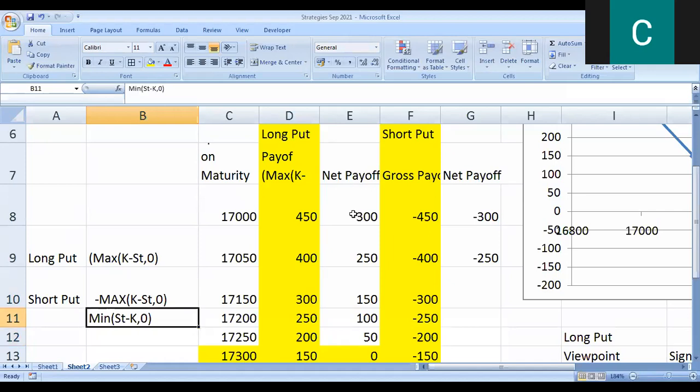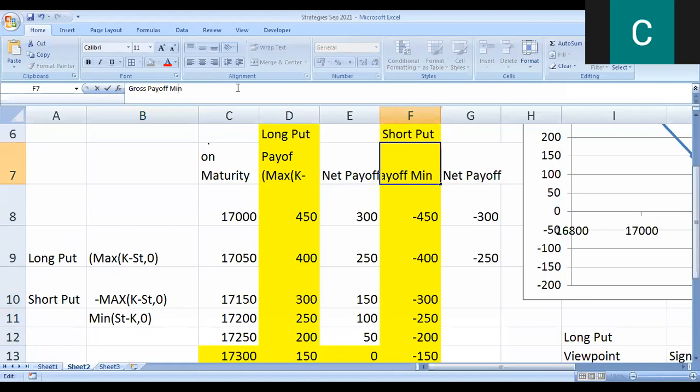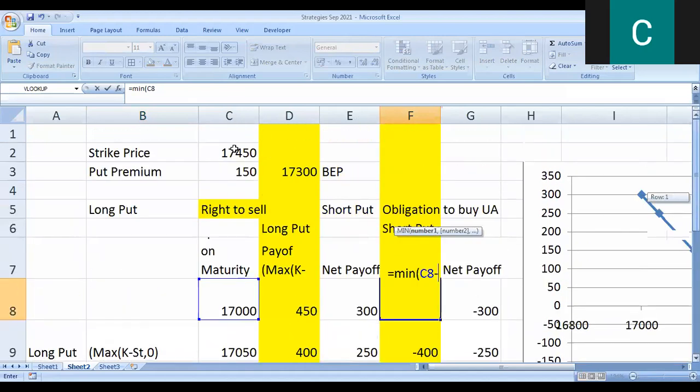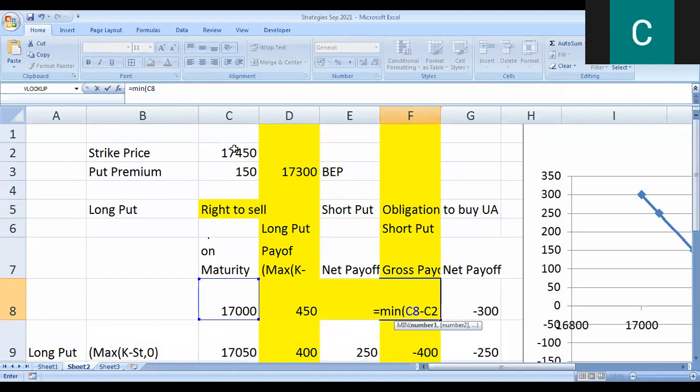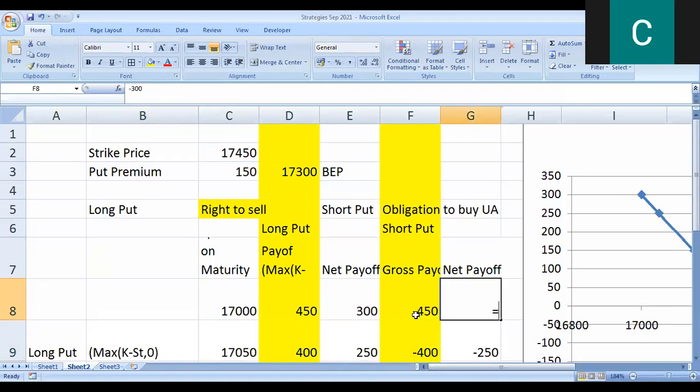Yes, ma'am. Then what is the gross payoff for the short put position? Minimum of ST minus K, comma 0. I'm just putting it in the form of an equation so that we are less prone to making mistakes. So finally, net payoff is gross payoff, and since I received premium, it is plus 150.